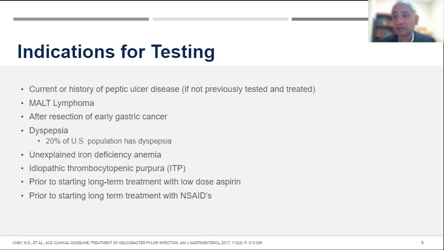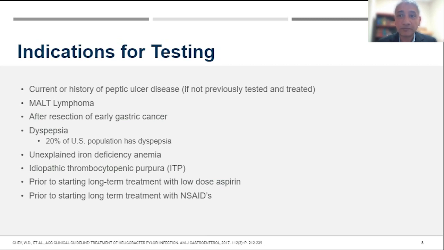Individuals who have peptic ulcer disease or who have had peptic ulcer disease in the past should be tested for H. pylori, because eradication of H. pylori for those who have ulcer disease helps expedite the healing of the ulcers. And those who have a prior history of ulcer disease, treating H. pylori infection reduces the recurrence of ulcer disease.